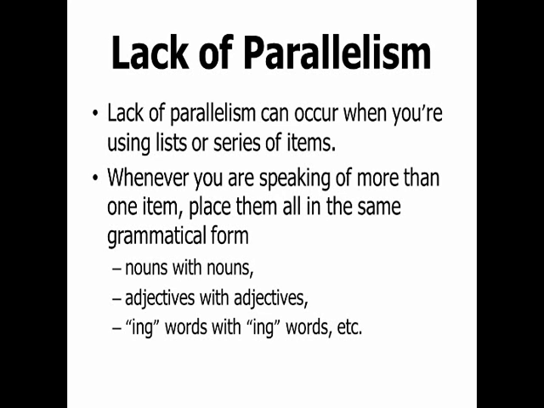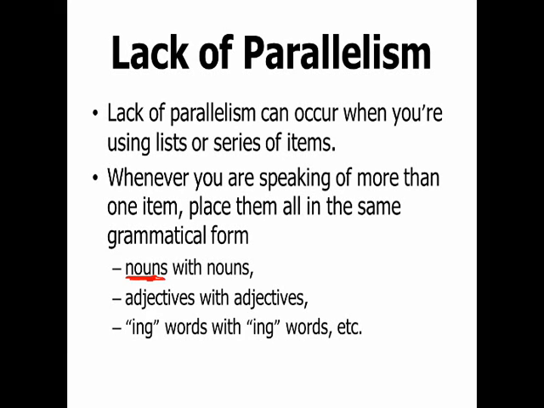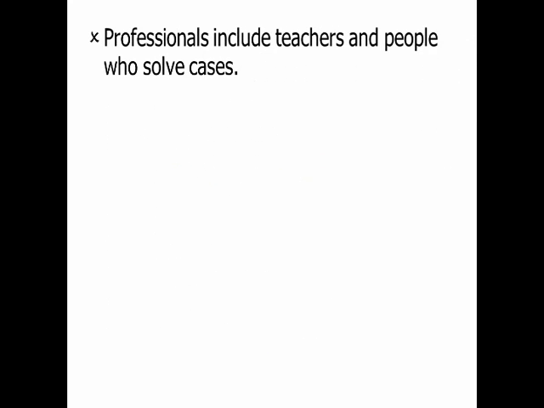Whenever you are speaking of more than one item, place them all in the same grammatical form. For example, if you are using a noun in a sentence, make sure to use nouns all throughout your items in a series. If you're using adjectives, make sure to use adjectives, and if you are using -ing, as in the gerund form of the verb, make sure to use an -ing form of the verb. Let us have the following.